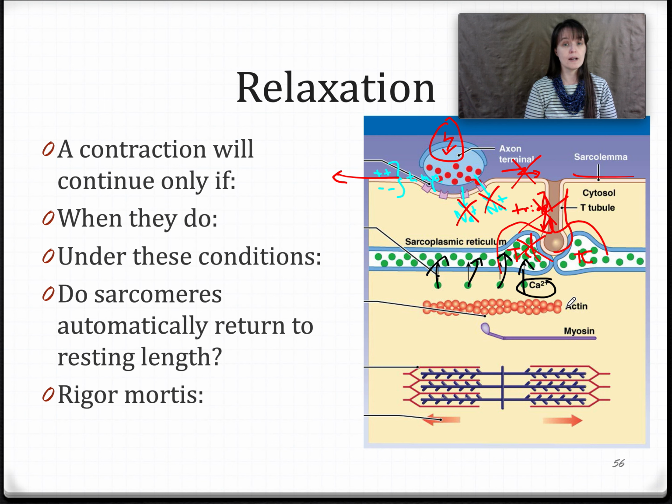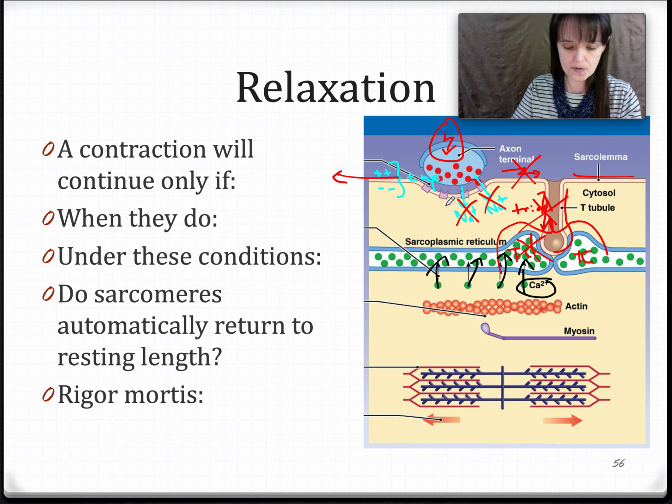Quick review, actin, thin filament or thick filament? Thin. And what was the thick filament made of? Myosin. You got it. Okay, relaxation. So contraction will only continue if more nerve action potentials arrive.